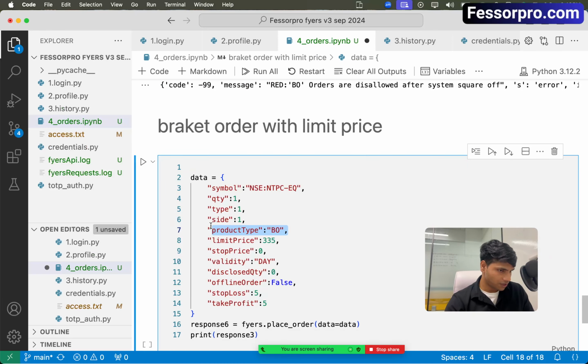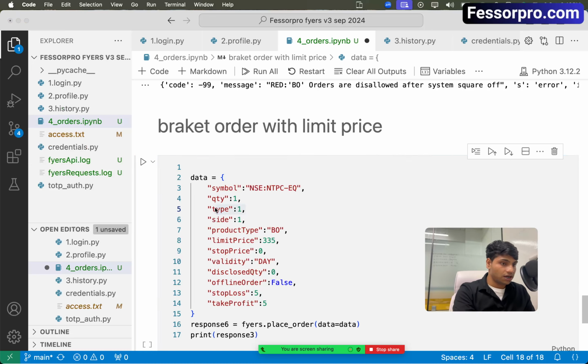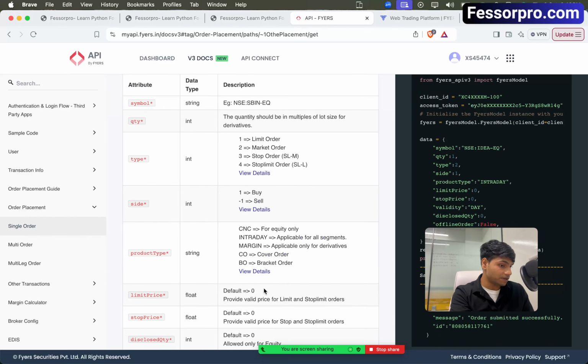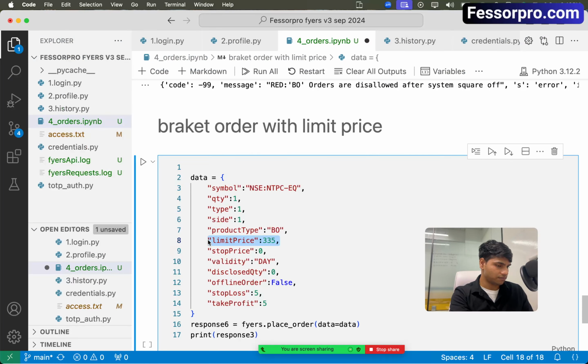My product type is BO, it means bracket order. Now type is 1. Notice when your type is 1, it means it's a limit order. And when it's a limit order, you have to specify the limit price. So I have specified the limit price. Let's say the current price of NTPC is 340. And I don't want to fill my order instantly. So I've placed a buy order at 335. So when I place the order, it will not get instantly filled. It will wait till the price reaches the desired trigger level, that is 335. And once this trigger price is reached, then it will place a stop order and a take profit order.